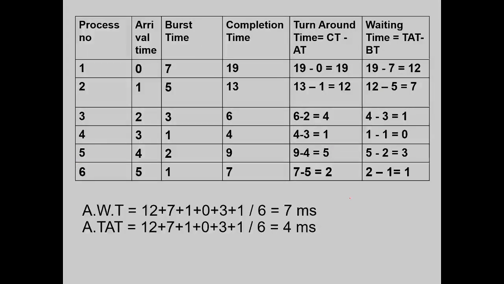So this is the table of that problem: process number, arrival time, burst time, and this is the completion time we get. Turnaround time we find, waiting time, and this is the average waiting time and average turnaround time in milliseconds. So in today's session we have completed the SJF algorithm using the preemptive scheduling approach.